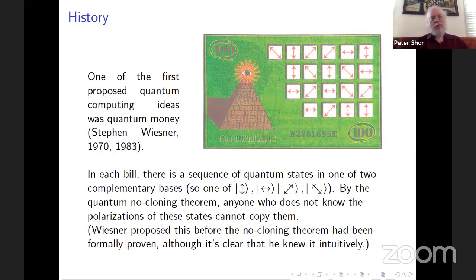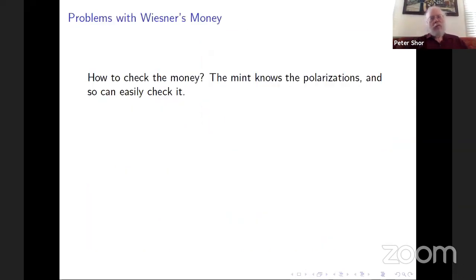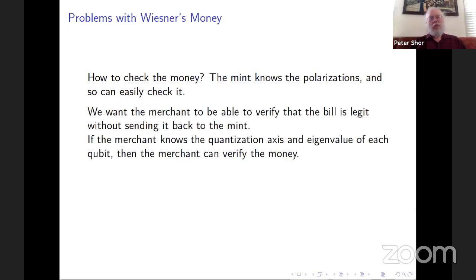So what's the problem with Wiesner's money? Well, the mint knows the polarization, so the mint or whoever produced the money can check it. But you want the merchant to be able to check it without sending the bill back to the mint. And of course, if the merchant knows the quantization axis and eigenvalue of some of the qubits, then the merchant can verify the money. But it turns out that if the merchant has enough information to verify the money, then a coalition of merchants will have enough information to counterfeit the money. So this is the problem with Wiesner's money.